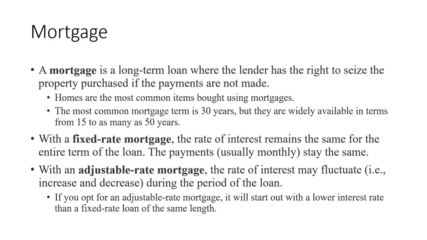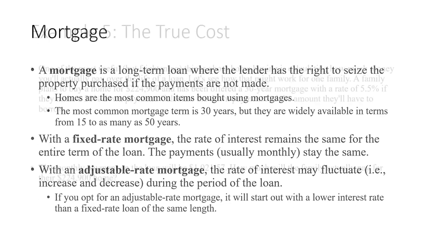Homes are the most common items that are bought using mortgages. The most common mortgage term is 30 years, but there are terms available from 15 years to as many as 50 years. When you have a fixed rate mortgage, the rate of interest remains the same throughout the entire term of the loan, and so the monthly payments essentially will stay the same the entire course of the loan. If you get an adjustable rate mortgage, the rate of interest can fluctuate. It can increase or decrease, so your payments could go up or down. If you start off with an adjustable rate mortgage, it'll start out with a lower interest rate, but by the end of it, it could wind up being a much higher interest rate. So it's important to know if you have a fixed rate mortgage or if you're going to have an adjustable rate mortgage.